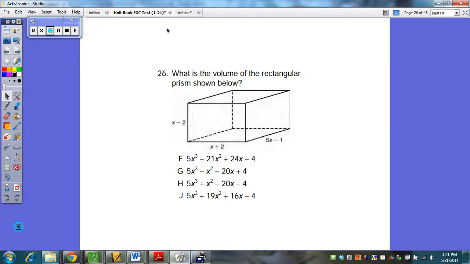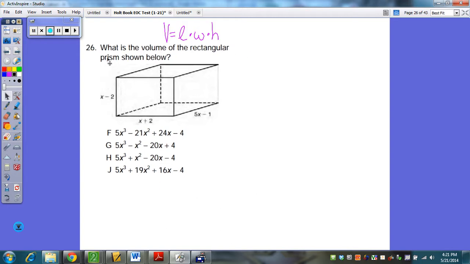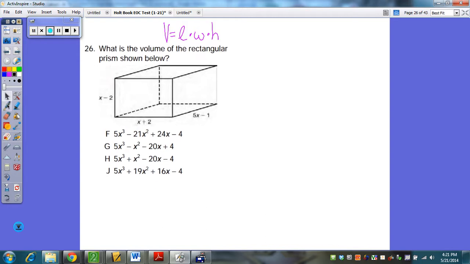Volume equals length times width times height. One of the things that you'll be given in your rules. So, when we're looking at this right here, we are multiplying the length, x plus 2, times the width, 5x minus 1, times the height.